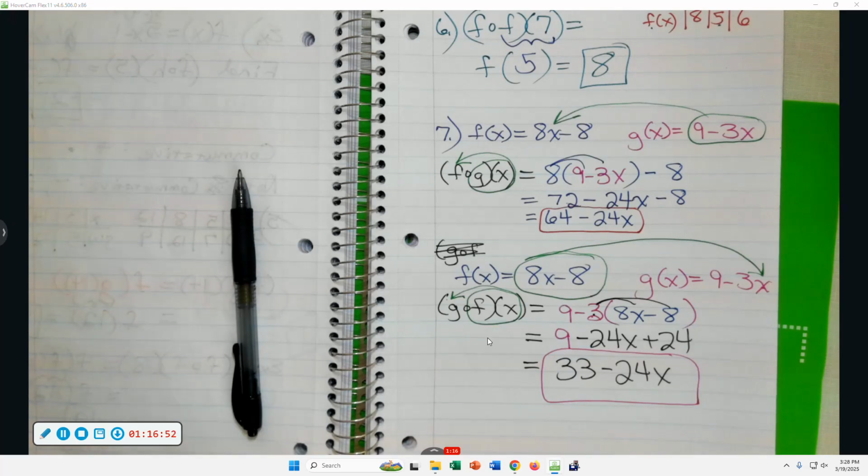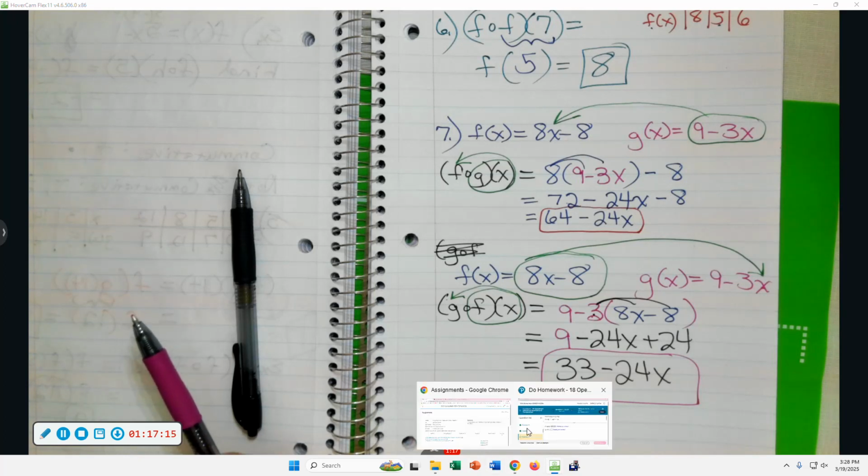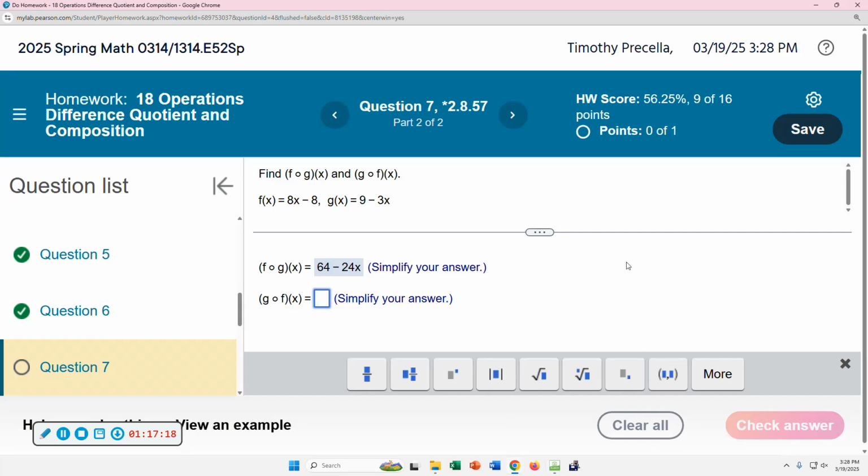Is it clear what we're doing with these arrows? Up here, we plug g into f. Here, you're plugging f into g. Let me write that down. I think the next one is actually an even better learning example. 33 minus 24x.